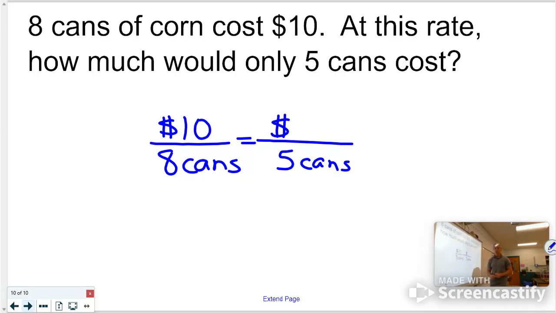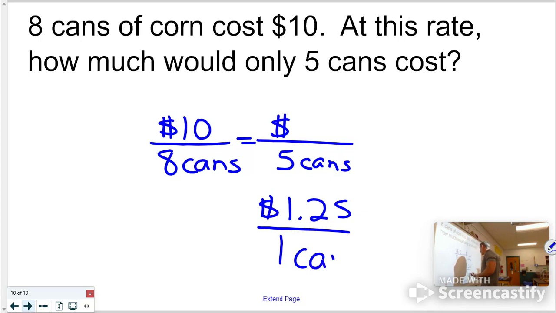So to solve this one, as I was mentioning, I could scale it down to a unit rate and do 10 divided by 8 and get it's $1.25 for each can. And then I could scale that up to 5 cans by multiplying $1.25 by 5, and that would end up being $6.25 for those 5 cans.